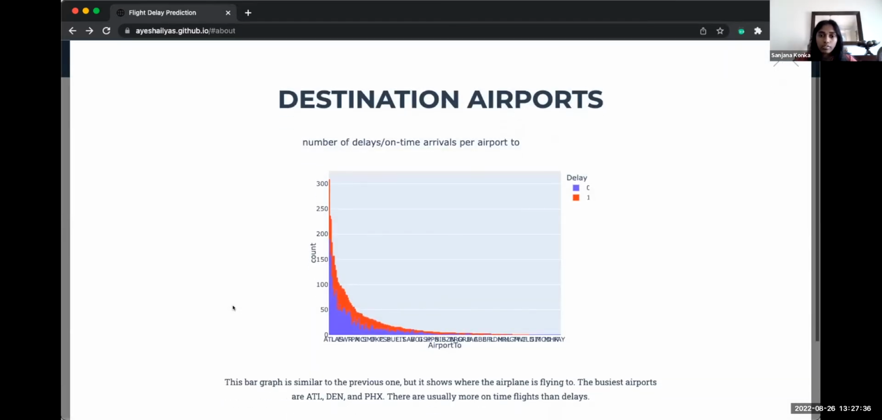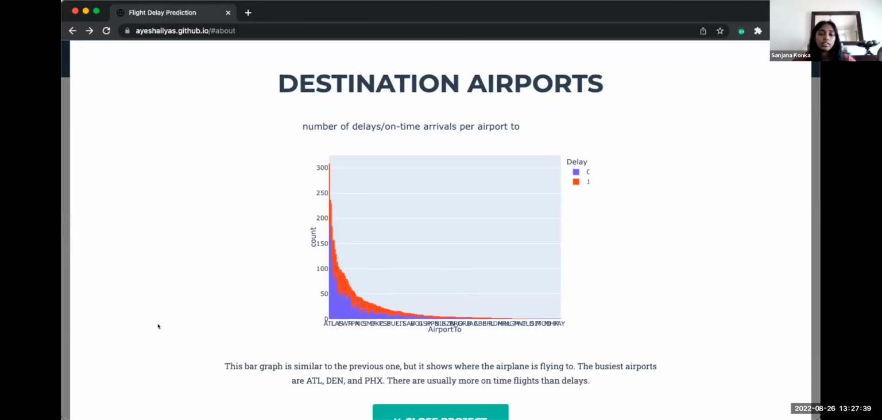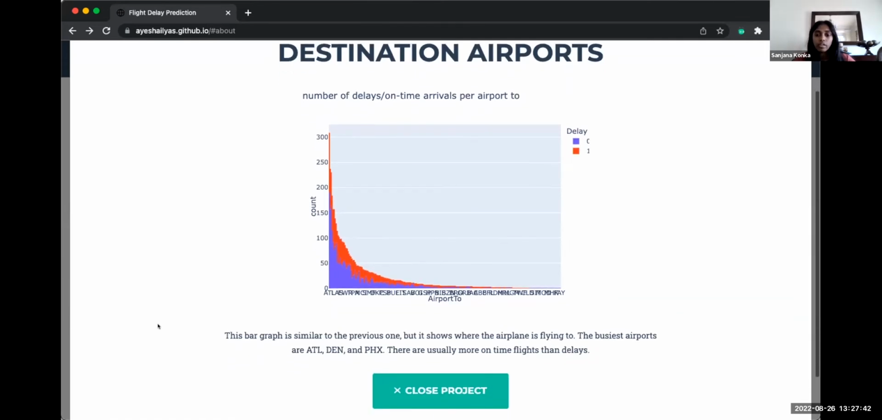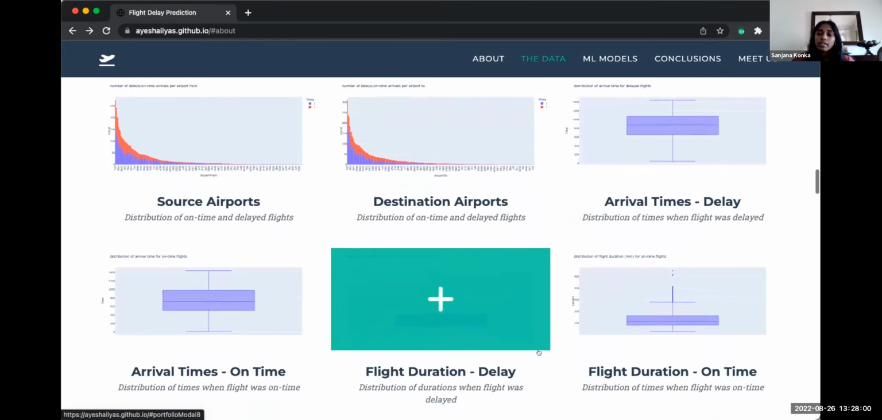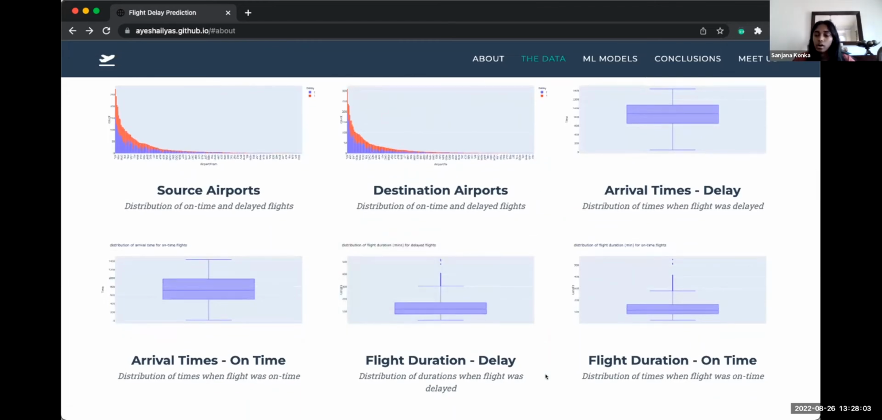And then if we go to the final one, which is destination airports, this is basically the same concept of the last graph, but instead it's the destination, so where the airplane is flying to. And the busiest airports as seen in the graph are ATL, DEN, and Phoenix, and there are usually more on-time flights than delays. And so the rest are just box plots, and you can see that they're the arrival times, whether the flights were delayed or on time, and the flight duration to see the delay or on time, and it basically just showed the distribution and the variation, so we could also take that into accountability when we were looking at the predictions.